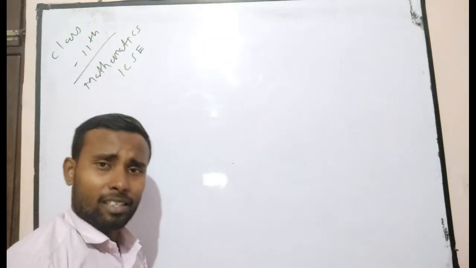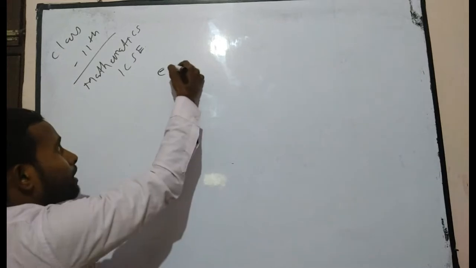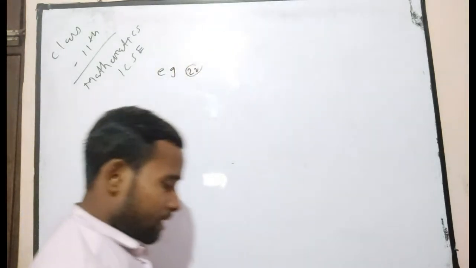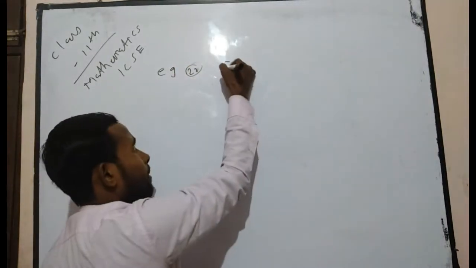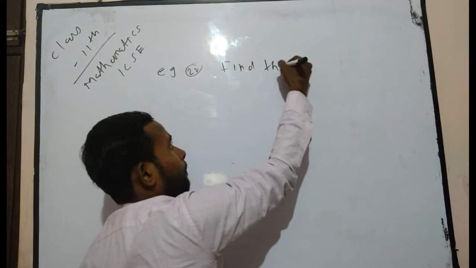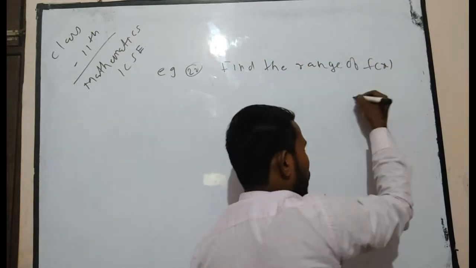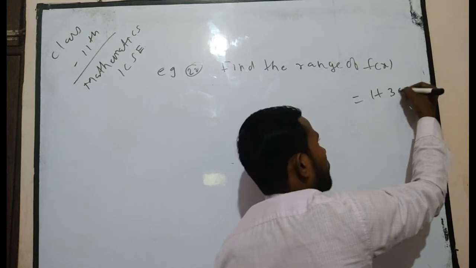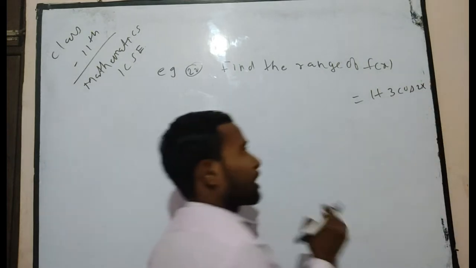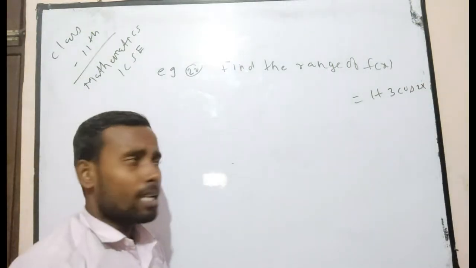Find the range of a function. Example 22. In example 22, it says find the range of f(x). Find the range of f(x) is equal to 1 plus 3 cos 2x. You have to find the range of this function. How can you find the range of this function? It is very simple.